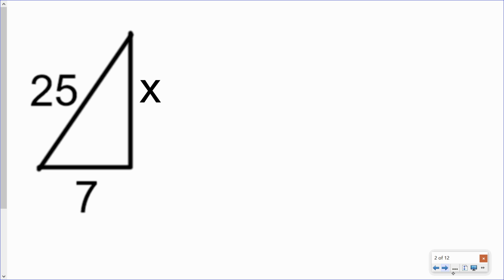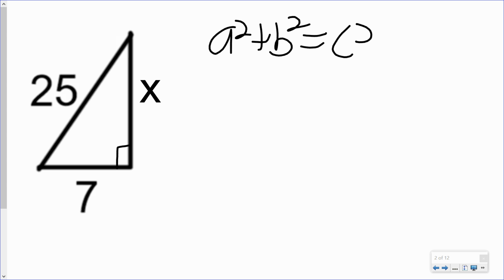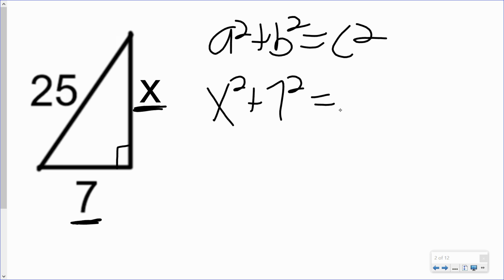So how do we use it? I see a right triangle. I see sides involved. a squared plus b squared equals c squared. a and b are the legs, the straight sides. In this example, the legs are x and 7. Now, it doesn't matter which one is a and which one is b, so I could say x squared plus 7 squared or 7 squared plus x squared. Either way, it doesn't matter. c is the hypotenuse, the long slanted side, which in this case is 25.